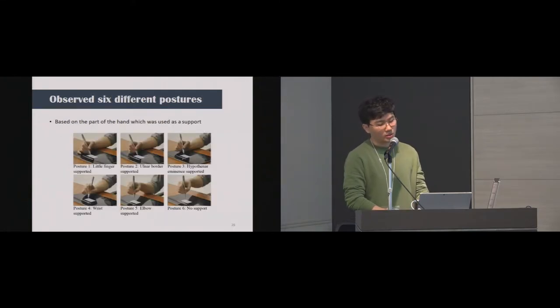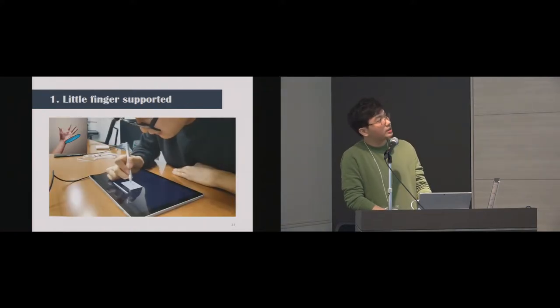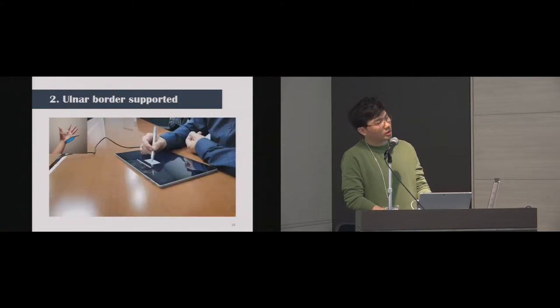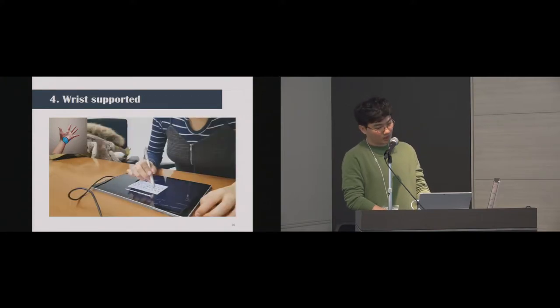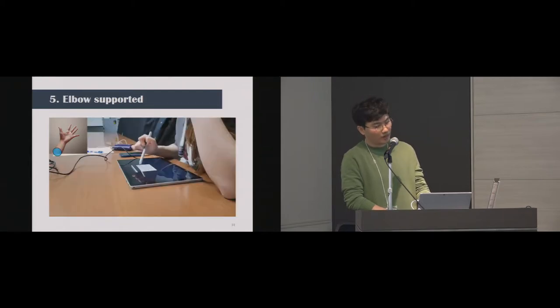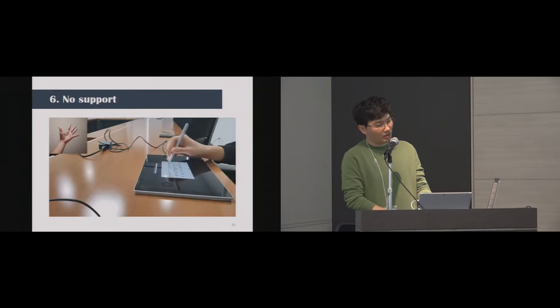During experiment 1, we could observe and categorize six different postures based on the part of the hand which was used as a support. Little finger supported, ulna border supported, hypothenar eminence supported, wrist supported, elbow supported, and no support.